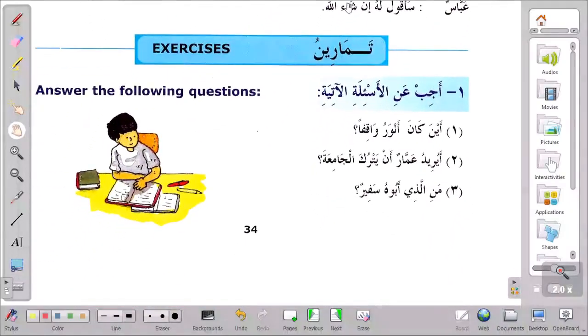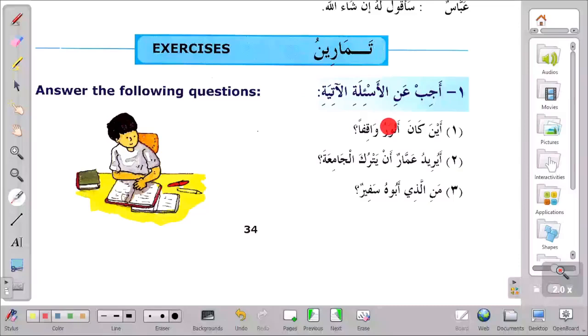Of course, here we have tamarin. These are exercises that we have to do. This exercise is relating to the dialogue that we have just read. The first one is saying Ajib anil as'ilatil atiya. We should answer the following questions. The first question is Aina kana Anwaru wakifan. Where was Anwaru standing? You can remember they said he was standing outside the classroom. So that's what they are asking.